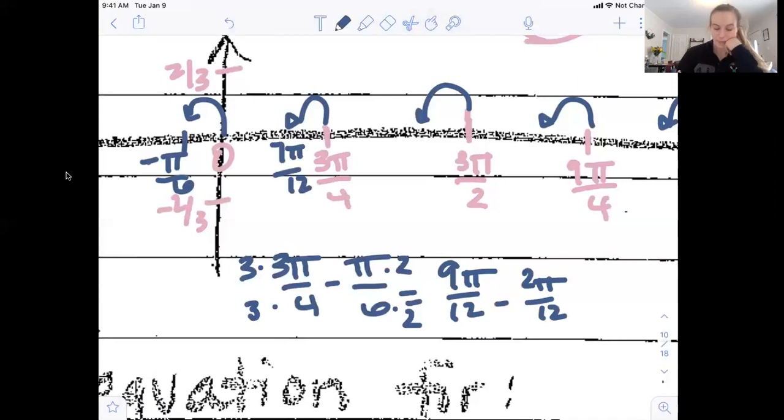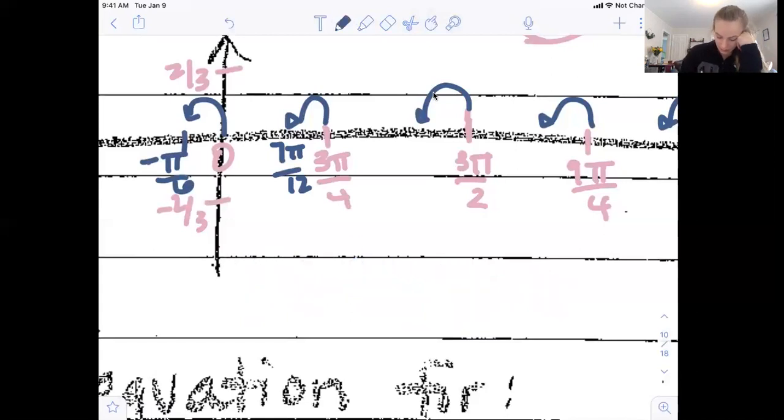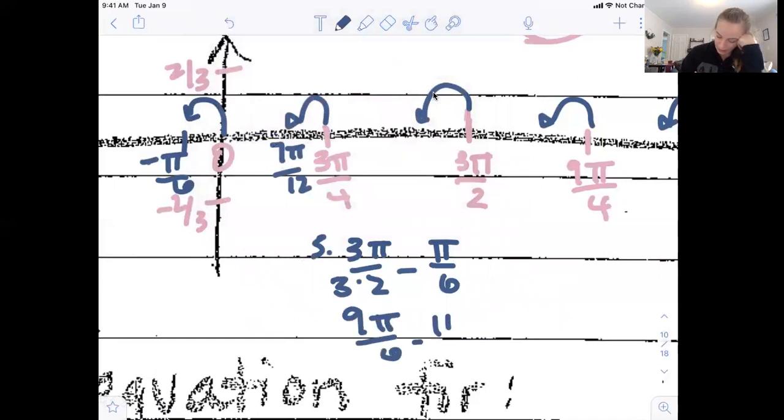Okay, cool. 3π/2, same idea. 3π/2 − π/6. Well, 6 is a good common denominator, so I'll just multiply it by 3 here. So that gives me 9π/6 − π/6, which is going to be 8π/6.